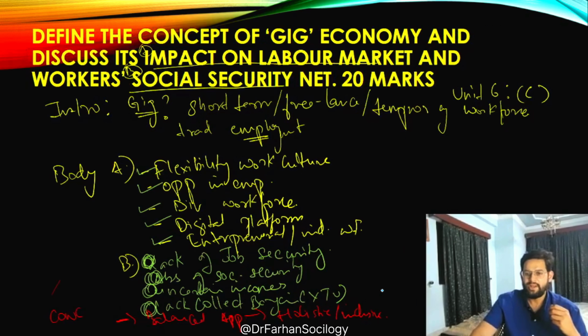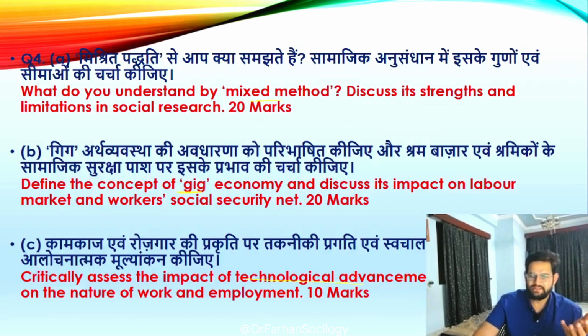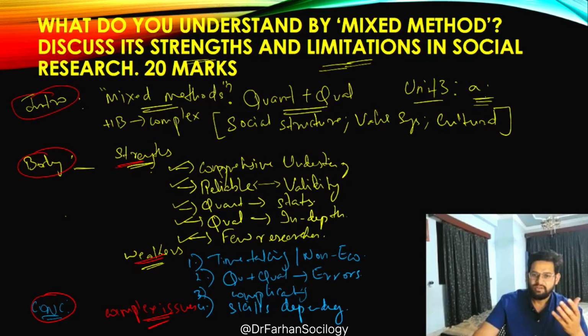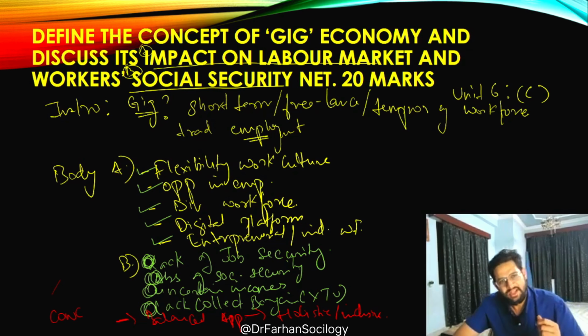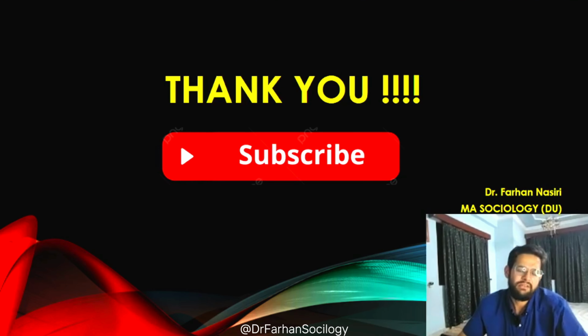So what have we discussed? We have discussed the three questions asked in part 4. So this is part 4 of the video. In question 4, we discussed what you understand by mixed methods, and its strengths and limitations. We have also looked at the impact of the gig economy on the labor market, social security, etc. We have also tried to understand technological advancements and what impact they will create. Some positive things are there, some negative things are also there.